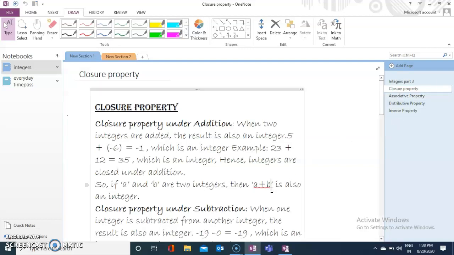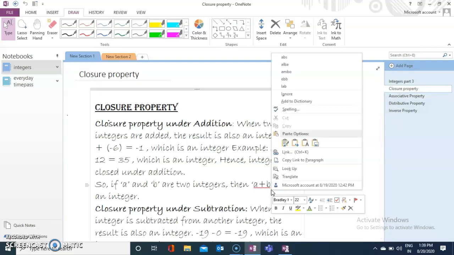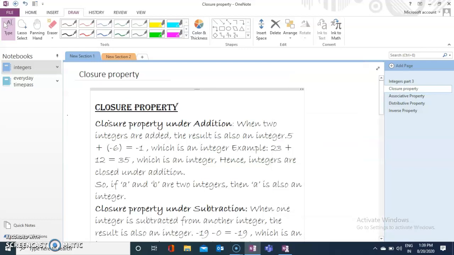Instead of a plus b, I will give you an example like minus 1 plus 2 is 1. Okay, this is the answer. It is an integer.